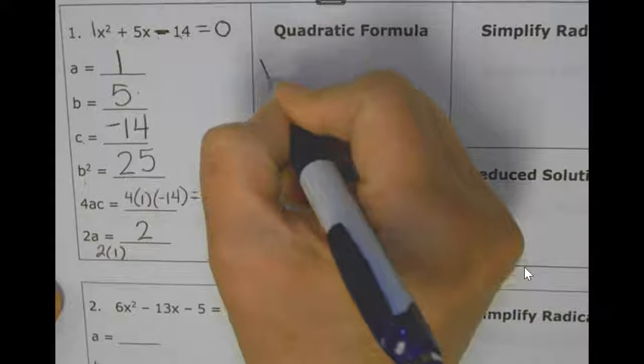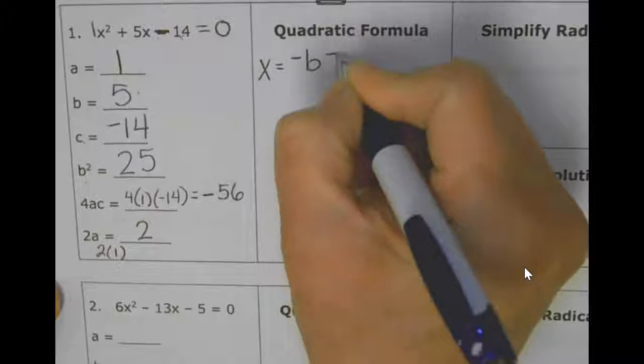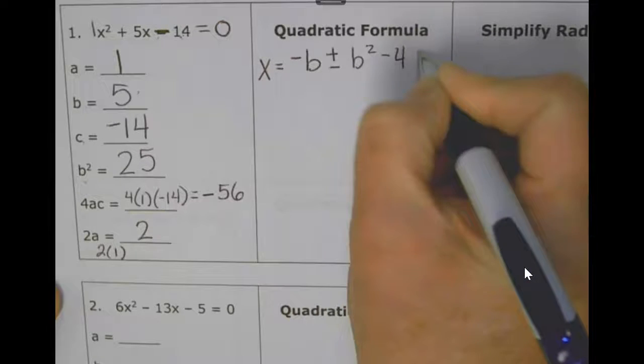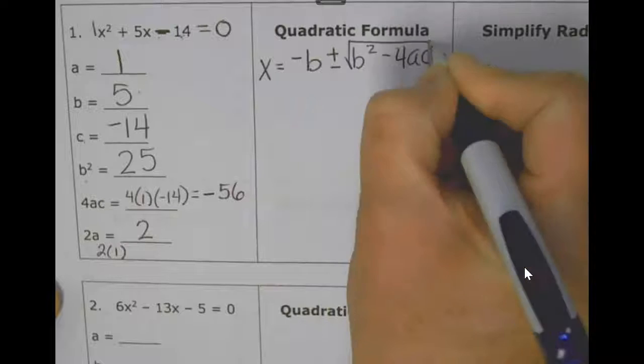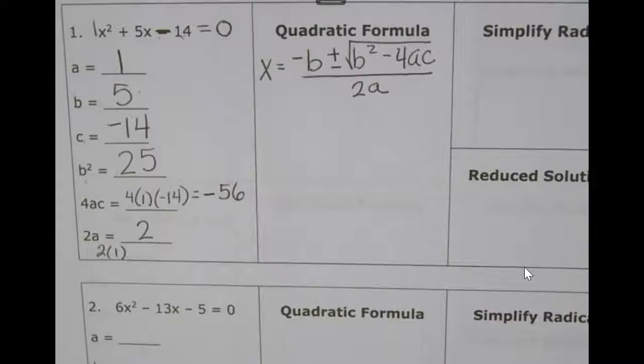So x equals minus b plus or minus the square root of b squared minus 4ac, all of this part is under the radical sign, divided by the 2a. You do not have to write the formula down. You may write the formula down if it makes it easier for you to plug it in.